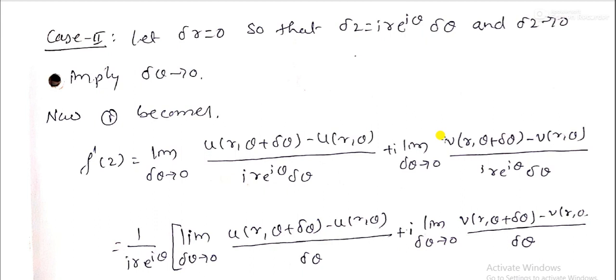And second case, case 2: let delta r equal 0, so that delta z is equal to i into r into e raised to i theta into delta theta, and delta z tends to 0, which implies delta theta also tends to 0.